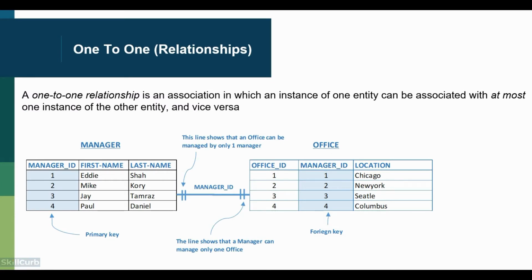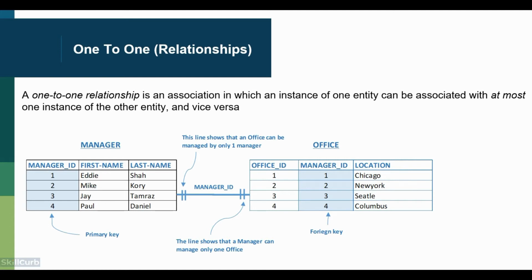All right, now we will talk about different types of relationships that two tables or entities can have. First one is one-to-one. As the name suggests, one entity can only have one relationship with entity 2, and entity 2 can only have one relationship with entity 1. So if you look at this example, we have a relationship between a manager table and an office.